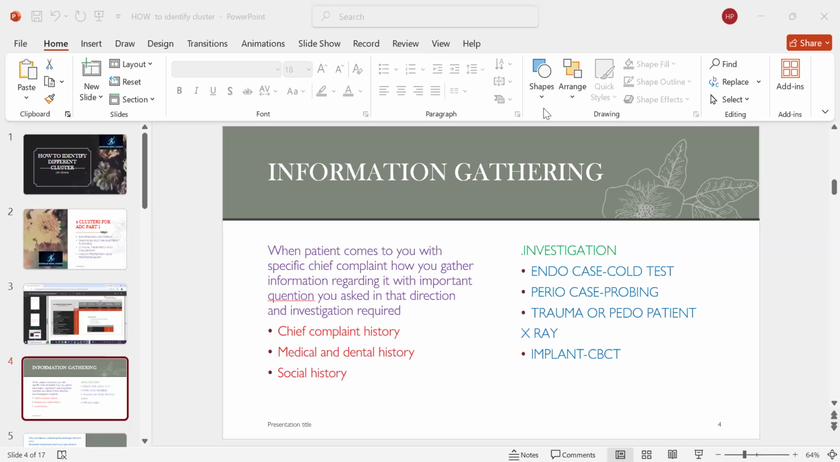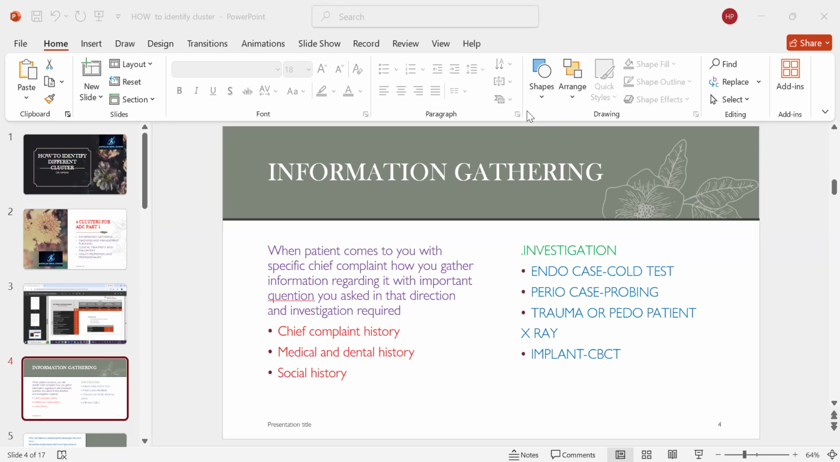The patient also has a past history of bleeding, and they are going to ask you the SBQ, which history is most important in this case. Then medical history is very important. Based on the medical condition, you are going to manage your patient or follow the protocol of the treatment.